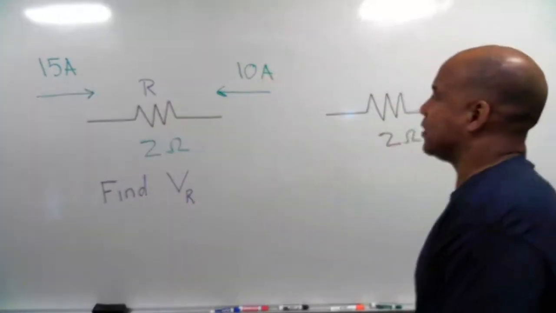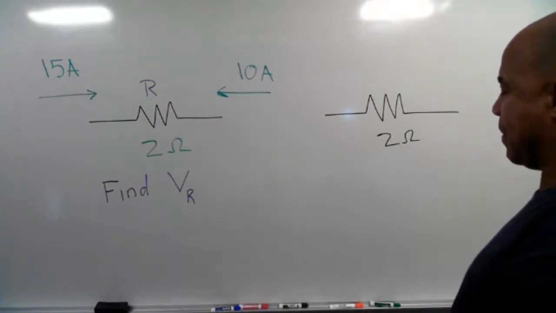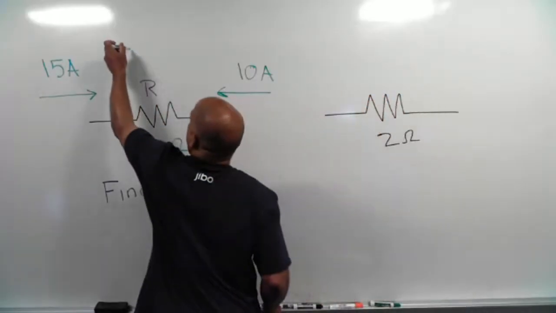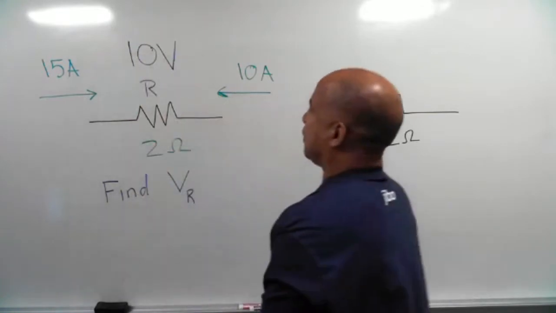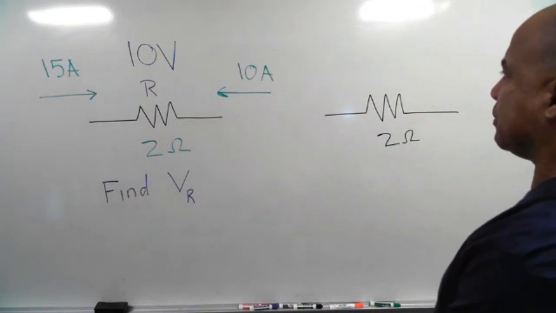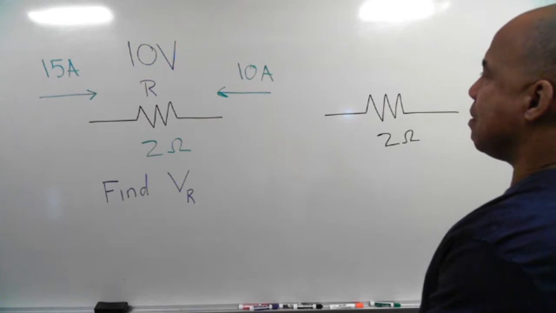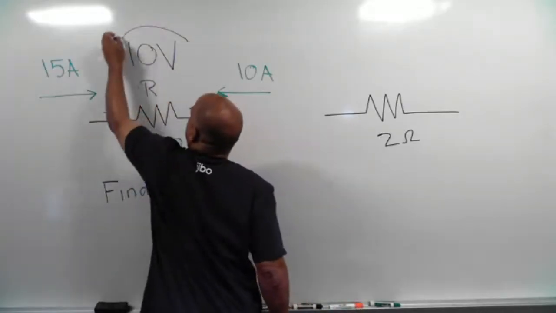Okay, so the voltage across the resistor, did anybody get it? How much is the voltage? I got 10 volts. Okay. What's the polarity of that voltage? Is the positive on the left side of the resistor or is the positive on the right side of the resistor? It should be on the left side of the resistor. Yep. So here's the polarity, and here is the voltage drop.